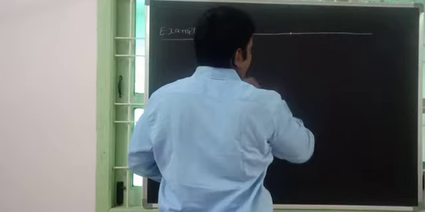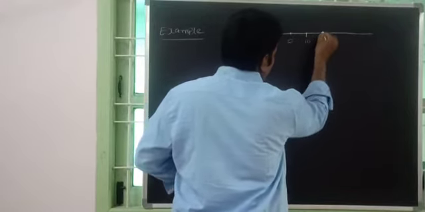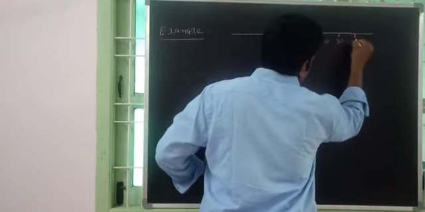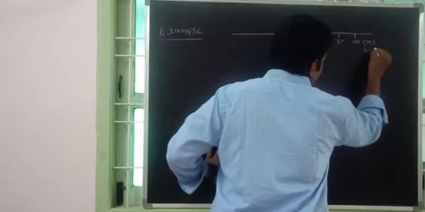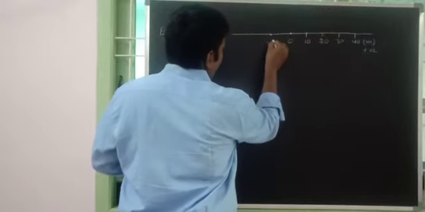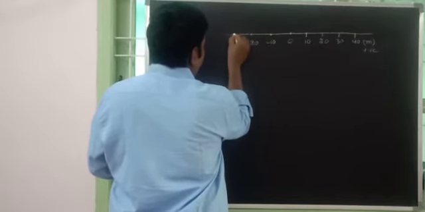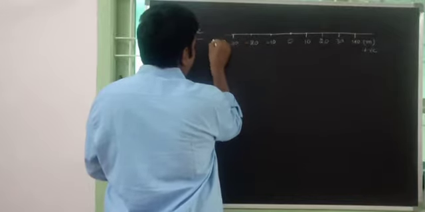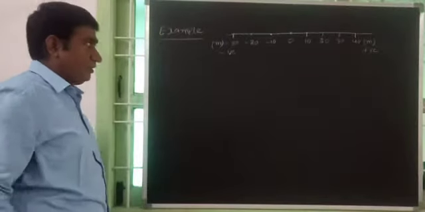This is the origin, which we take here as O. Let us consider 10, 20, 30, 40 meters. This will be the positive x-axis. Along this side I can take minus 10, minus 20, then minus 30 meters. This will be the negative axis.